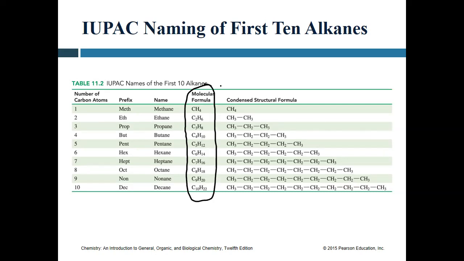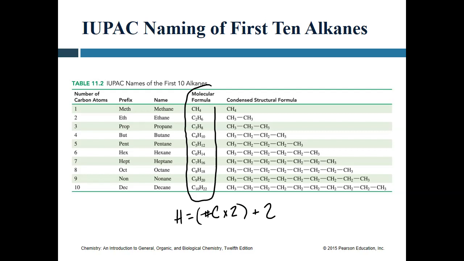These formulas follow a pattern. And the pattern is, if I know the number of carbons, I can take that number, double it, and add 2 more, and that'll give me the number of hydrogens. Works for every single one of them.